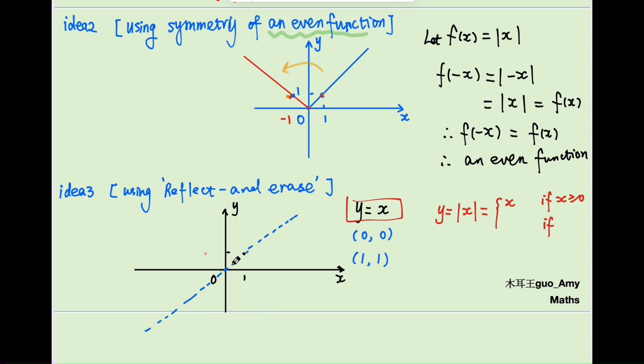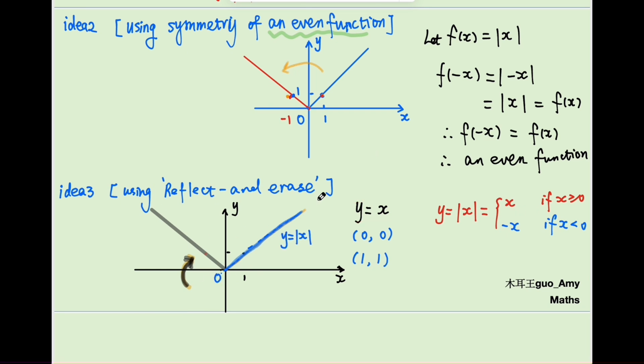It means for the graph which is on or above the axis, we are going to keep it, and we will convert this one to the solid line. If x is less than 0, absolute of x is equal to its opposite, which becomes positive. It tells us for the original function, the graph is below the x-axis. It will be reflected in the x-axis. Then we will erase the portion below the x-axis.